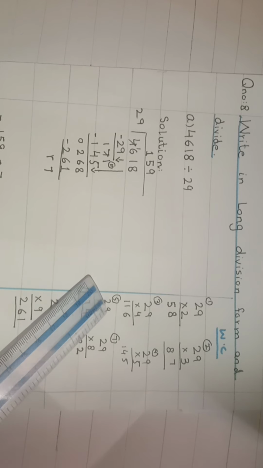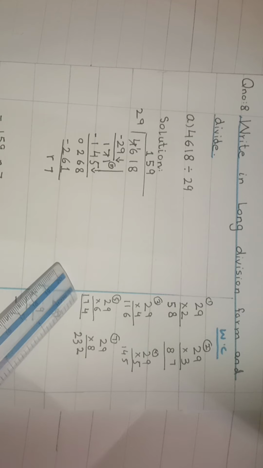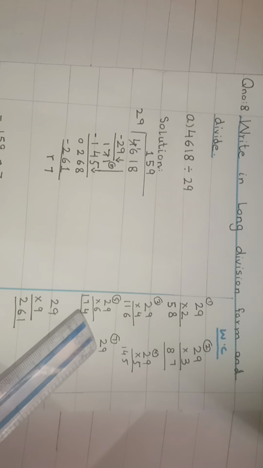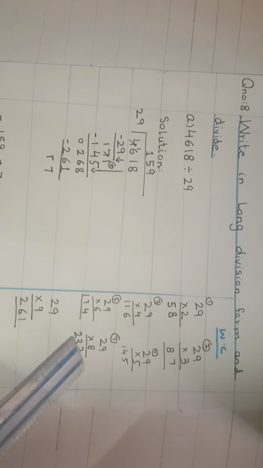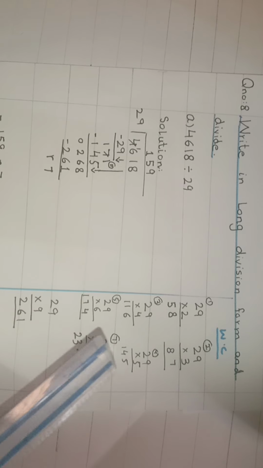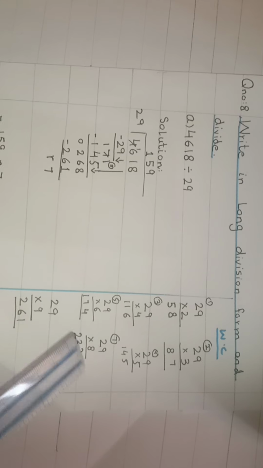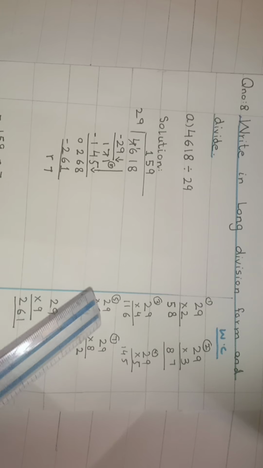For example, 29 sixes: 6 nines are 54. We will write 4 and 5 will be carry. 6 twos are 12 plus 5, 17, 174. 29 eights are 232 and 29 nines are 261. In that way, first of all we will find out the table. After that we will start our division so that we can easily do the division.